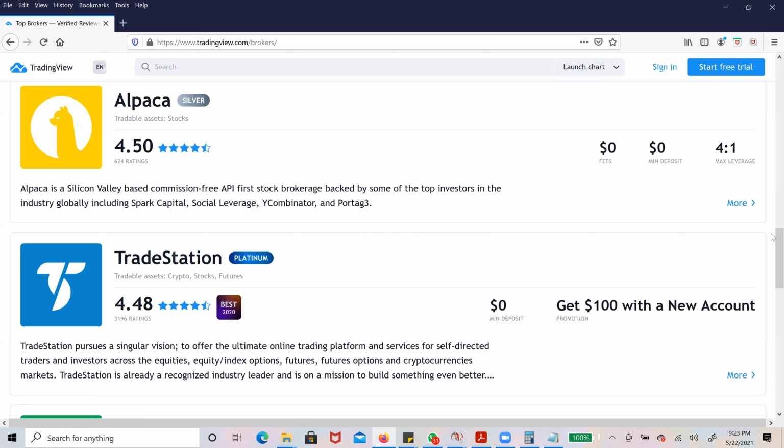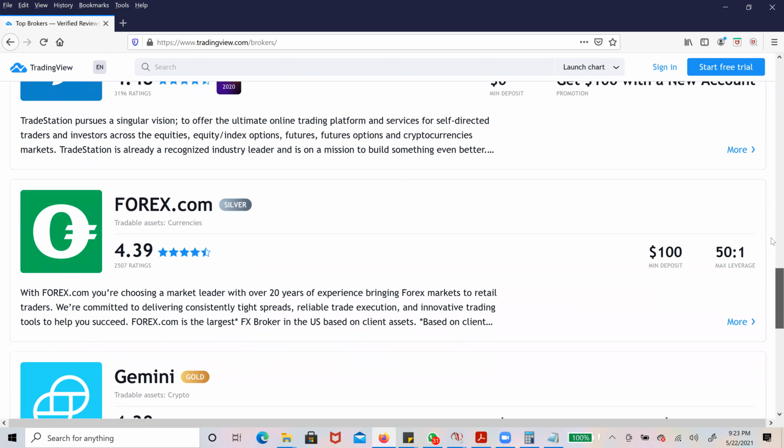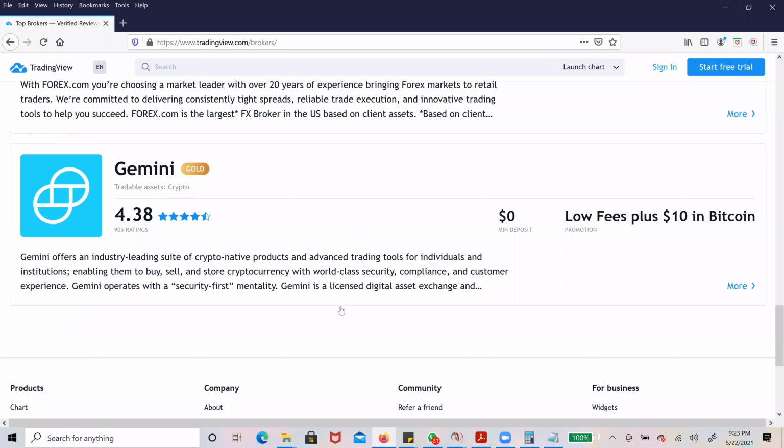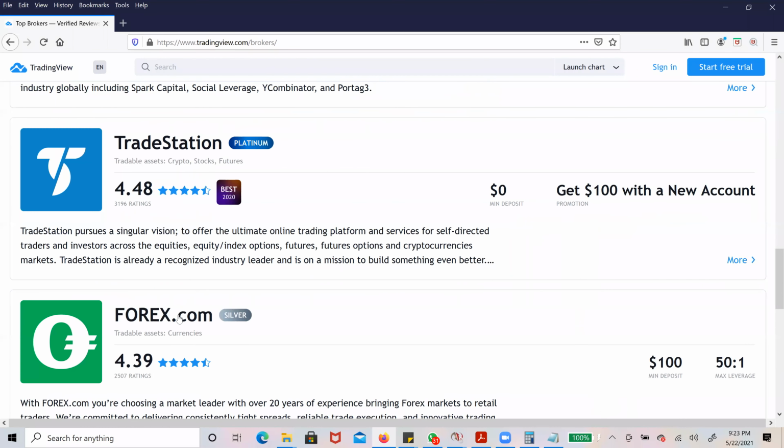TradeStation is there. I had an account with them as well. Gemini is there. I had an account with them. They are also a little expensive. What you are seeing here is not shown, but if you open an account, they are expensive. Forex is there. There are so many you can do.